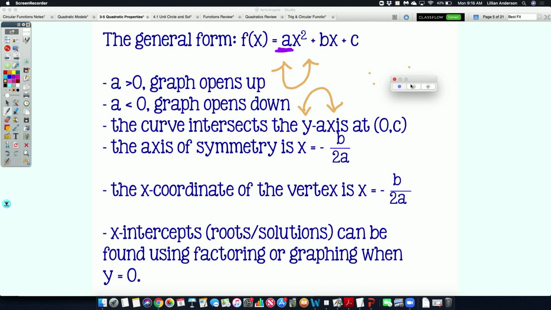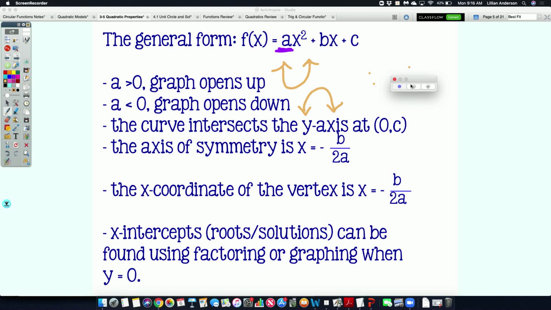The curve intersects the y-axis at 0, c. Okay, so whatever that c is, whatever the constant is in the general form, that is the point where it intersects the y-axis. To find your axis of symmetry, again, that is the line that goes straight through the vertex of the parabola. It's found by doing the formula x equals -b over 2a. Whatever value is attached to the x, you just plug it into the formula.